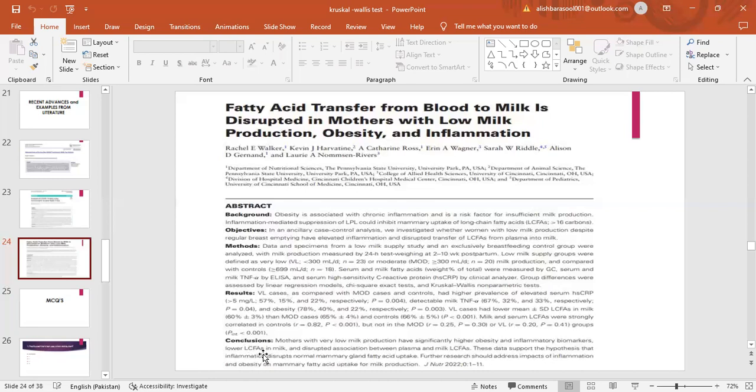And in the conclusion, mothers with very low milk production have significantly higher obesity and inflammatory biomarkers, lower LCFAs in milk, and disrupted association between plasma and milk. These data support the hypothesis that inflammation disrupts normal mammary gland fatty acid uptake. Further research should address the impacts of inflammation and obesity on mammary fatty acid uptake for milk production.